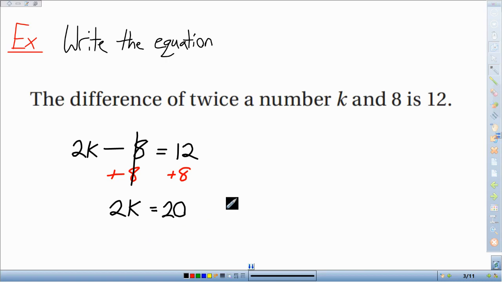Now we can get rid of the 2. The 2 is being multiplied by k. Remember, technically there's a little multiplication dot between these, but normally we don't write that. They're being multiplied. To undo multiplication, we do the opposite operation, divide both sides. These cancel, and we're left with k. And over on the right, 20 divided by 2, easy enough, 10.